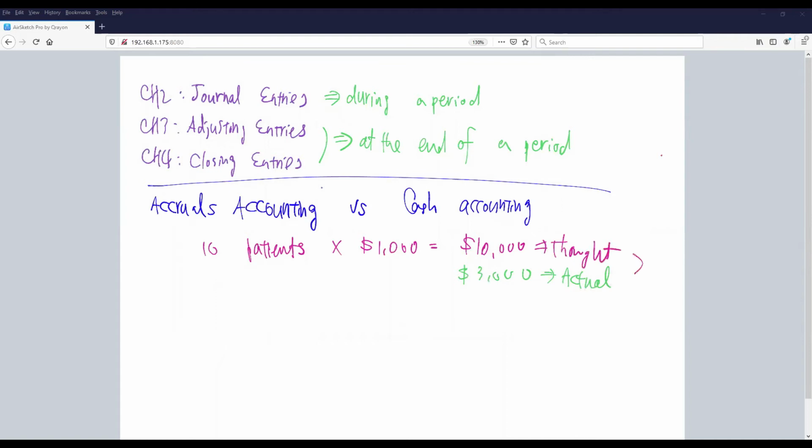Then why did this happen? He told me that the hospital is using cash accounting, and he thought he would receive the salary based on accrual.